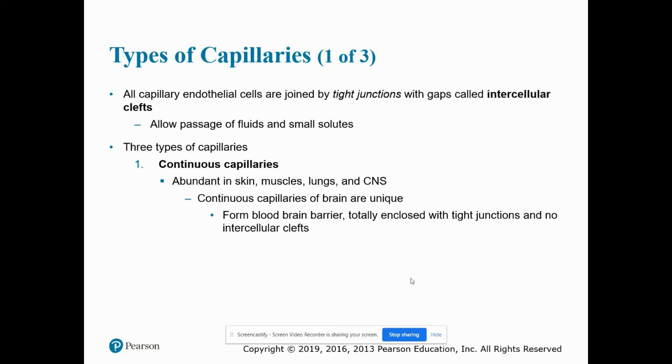There are three different types of capillaries. There are continuous capillaries, which are abundant in skin, muscles, lungs, and the central nervous system. I want to point out that the ones found in the brain are unique, because they form the blood-brain barrier, which is a totally enclosed capillary with tight junctions and no intercellular clefts. I don't know if you remember from AMP1, the blood-brain barrier had the astrocytes with the perivascular feet wrapping around, and we talked about the tight junctions, which allow very little to pass through.